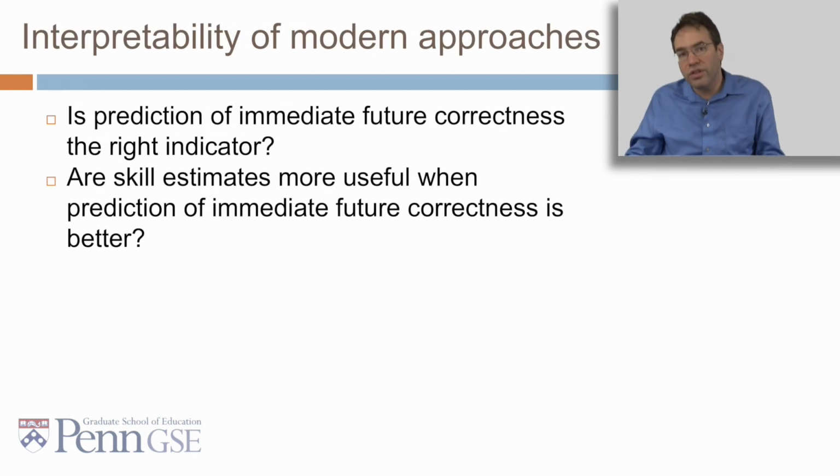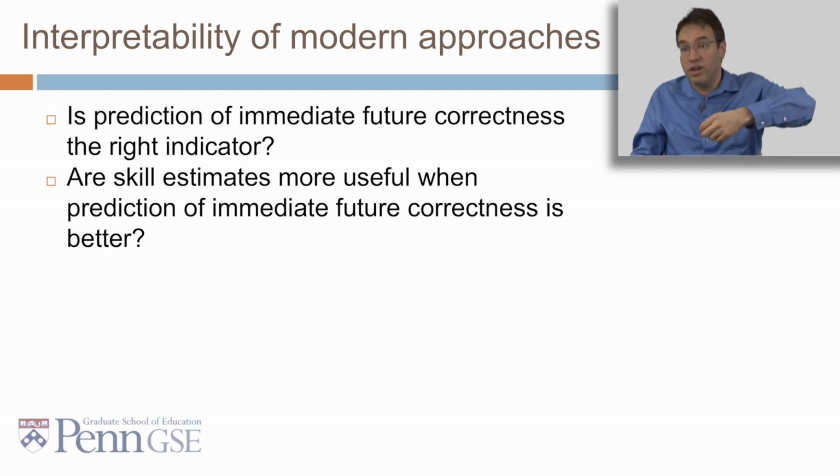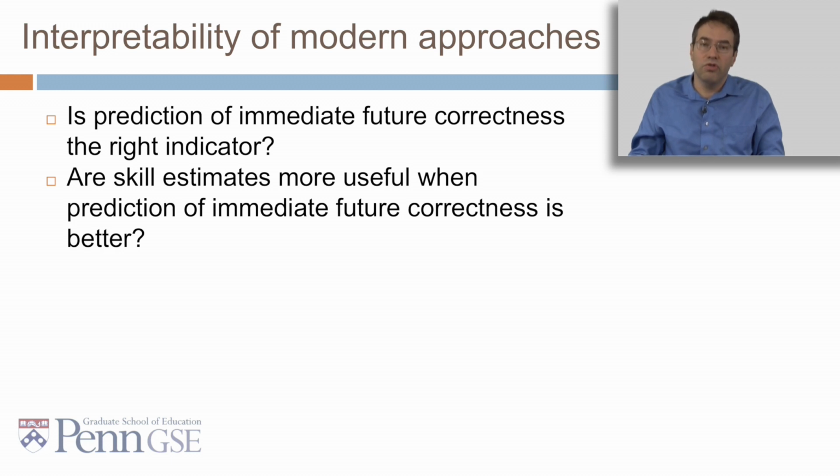One thing to think about, though, as you hear all of the impressive results about how great DKT and FAST and all these other approaches are, is that what they're doing is getting better prediction of immediate future correctness in the learning system. And I'll ask you, is prediction of immediate future correctness even the right indicator? Are skill estimates more useful when prediction of immediate future correctness is better? The original idea of predicting immediate future correctness was to do better at estimating what a student's latent knowledge was.